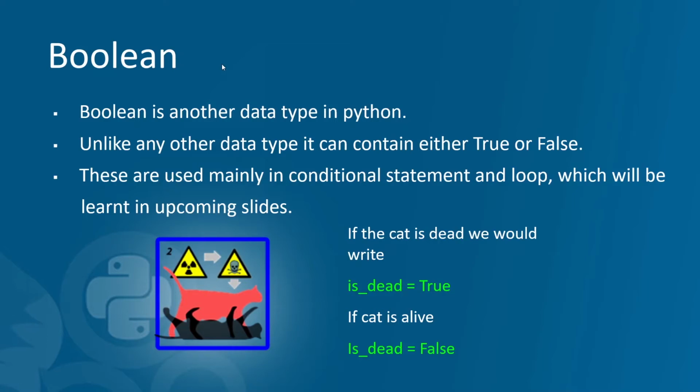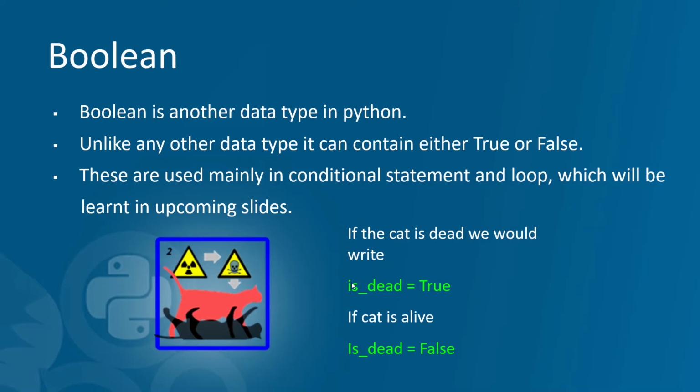So in the previous video you have already come across some data types like string, integer, float and all. So Boolean is another type of data in Python, and like any other data type, it can contain two values, true or false, and it is mainly used in conditional statements and loops, and we will be discussing this in the upcoming slides.